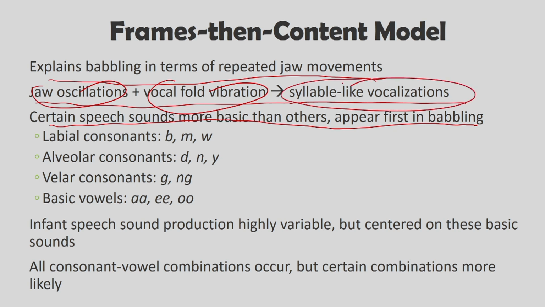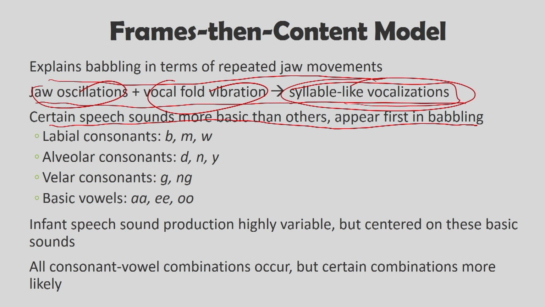So, initially the infant is able to control the jaw and move the jaw, but nothing comes out of it. Later there is some phonation, and after that there is jaw oscillation, and this jaw oscillation in association with vocal fold vibration lets infants produce simple syllable-like vocalizations.